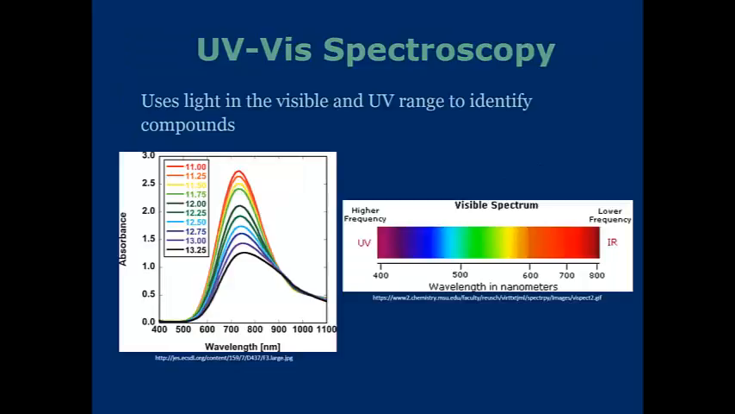UV-vis spectroscopy uses light in the visible and the UV range to identify compounds. And a display of this data is listed to the left. The visible spectrum is noted on the right. If you talk about the visible spectrum and the UV range, we are talking about this area all the way down. The IR spectrum is for IR spectroscopy.